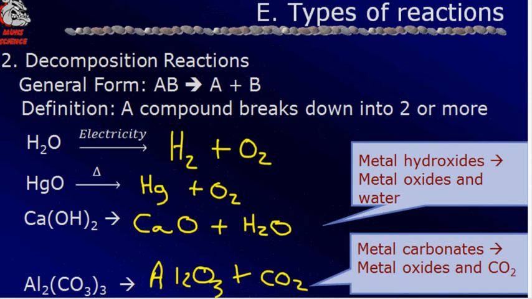So, here we go. Aluminum oxide plus CO2. So there's the oxide of aluminum and carbon dioxide.